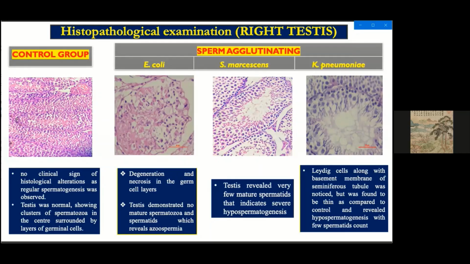Whereas in mice administered with E. coli, it was found that there was degeneration and necrosis in the germ cell layers. Testis demonstrated no mature spermatozoa and spermatids, which reveals azoospermia. In mice administered with Serratia marcescens, testis revealed very few mature spermatids, which indicates severe hyperspermatogenesis. In mice administered with Klebsiella pneumoniae, Leydig cells along with the basement membrane of seminiferous tubule were noticed, but were found to be thin as compared to control and revealed hyperspermatogenesis with few spermatids count. So histopathological examination also shows that the testes showed either complete azoospermia or severe hyperspermatogenesis.